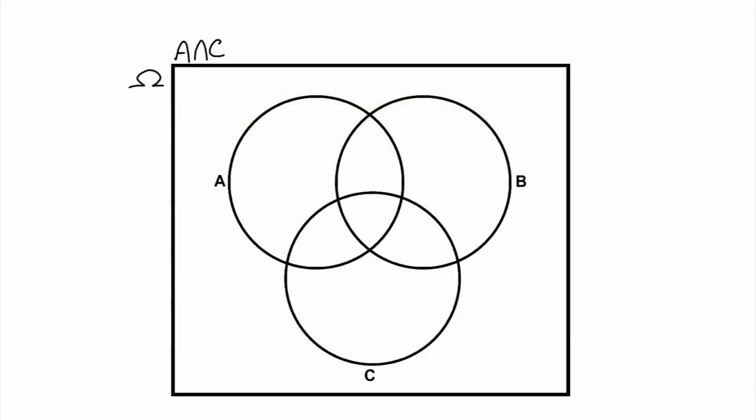You can also do Venn diagrams with more than two events. In this case, we've got three. If you've got something like A intersection C, that's everything that's in A and in C. If you've got the complement of C, that's everything that is outside of C.